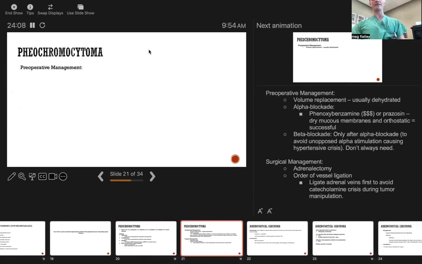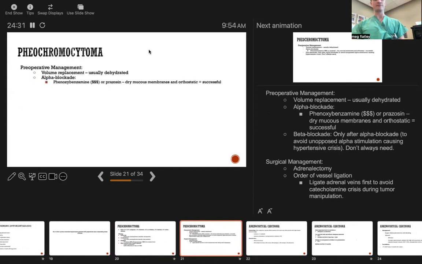Pre-operative management, they're usually dehydrated, so you've got to volume replete them. How do you do the blockade? Great. And what drug do you use? Phenoxybenzamine, which is very expensive. You can use prazosin if you want to save money. And then you don't always have the beta blockade, but normally that goes second. But apparently you don't always have to do that.